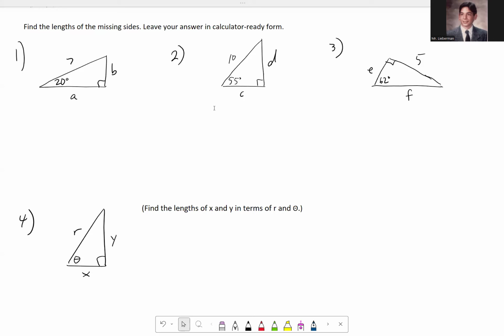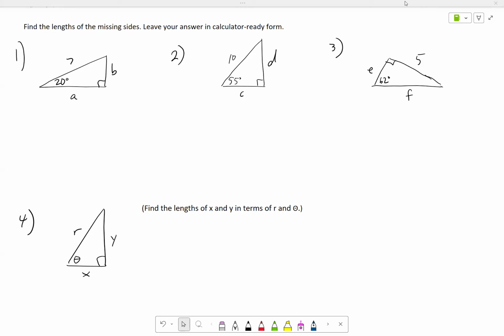Would you like to tell us how to do number 1A, Jonas? As I said 3 times, you do this in physics constantly. Okay, that makes sense. Find values. It's just 7 times cosine of 20 is equal to A, and 7 times sine of 20 is equal to B. Oh, okay, there's A and B. Good. Yeah, very nice. Do you know where those equations come from?